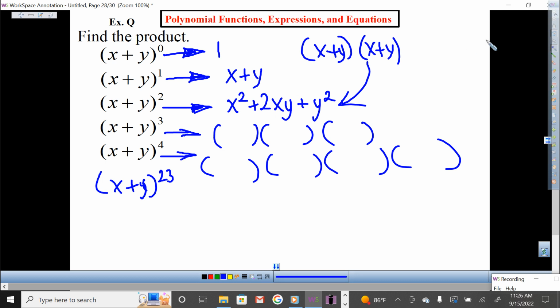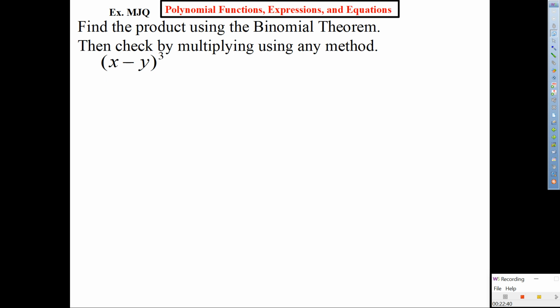All right, copy this one, please. Example MJQ on your notes. You don't need the blank one anymore. That was just for practice for us. So it reads, find the product using the binomial theorem, then check by multiplying using any method. Today we're not going to check. I just want us to get through the process of multiplying using the binomial theorem. Given x minus y cubed. Copy the instructions, please. Use them.